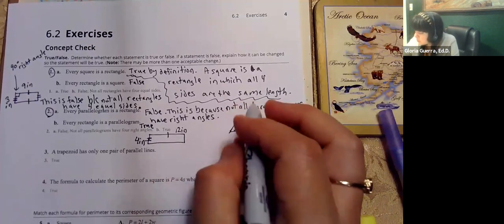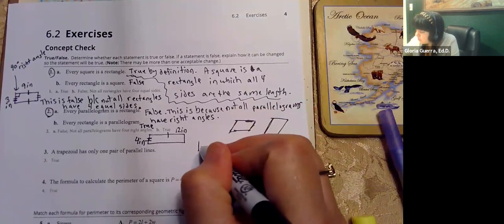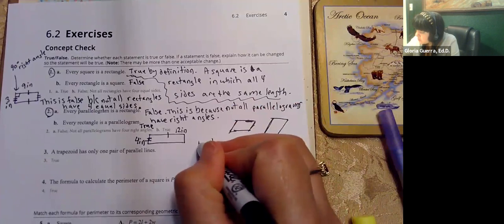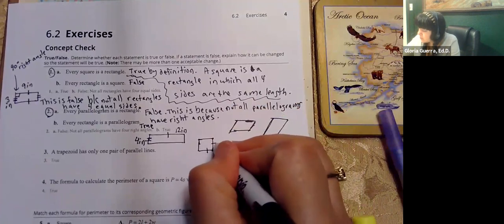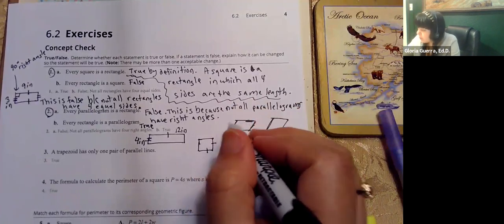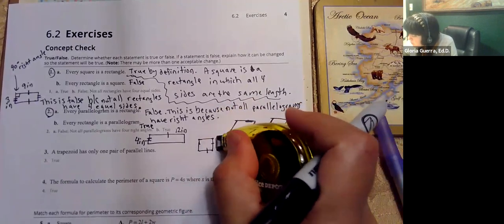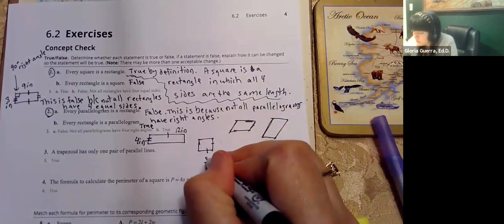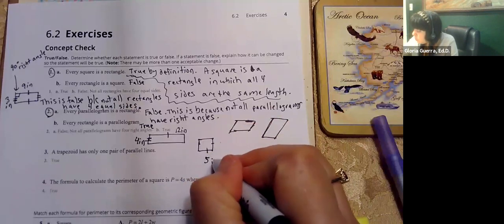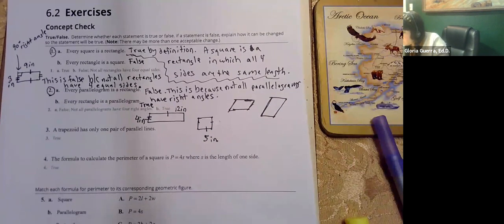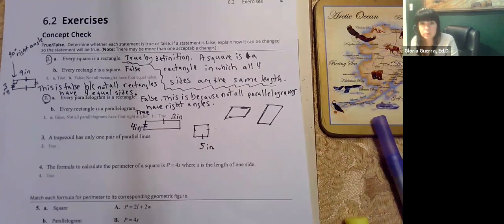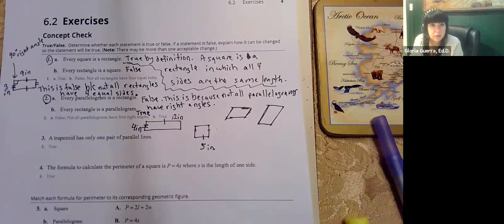Okay, then I can also draw a square, because remember, it's from number 1A. Remember, a square is a rectangle. So I draw this and name it something. And actually, I just need to put one tick mark. Just put 5 inches. Okay. And then we're done with that, okay?